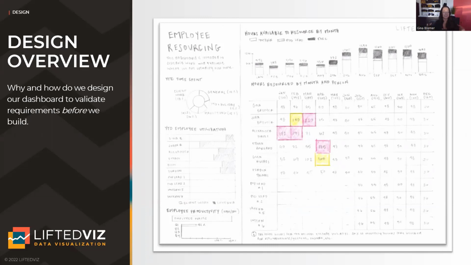We just want to be able to say, okay, here is the problem. What is the solution that I'm envisioning to solve this problem? What does this dashboard look like? What does this report look like?